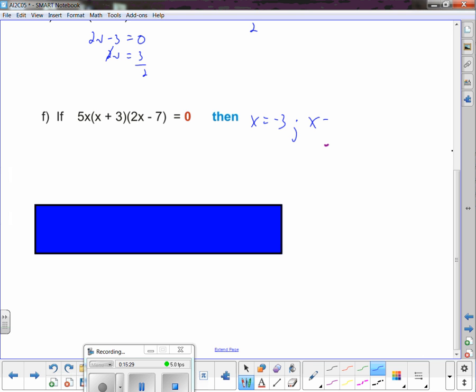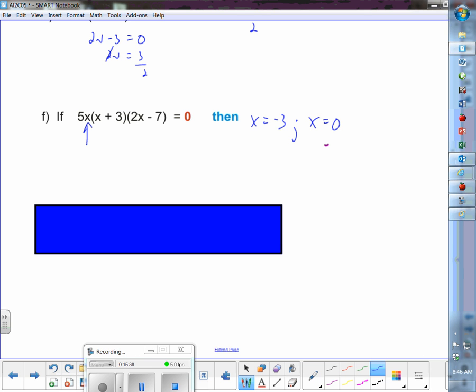X equals 0. I agree. Ben got that from out here, right? X equals 0 is a second value. Does anybody have a third? Destiny, what do you got for the third?